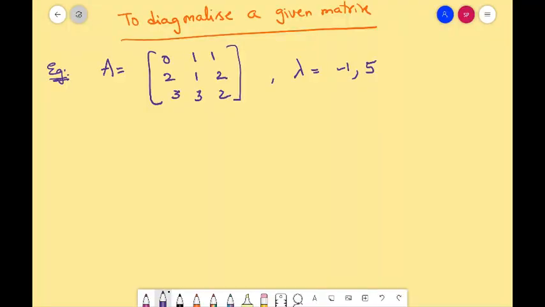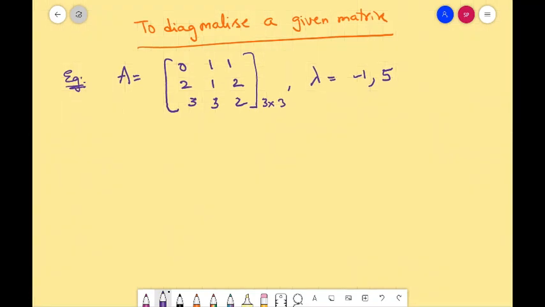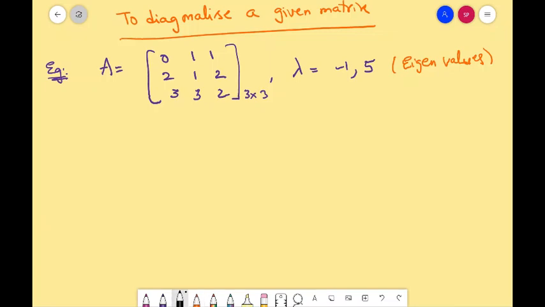Now let us look at an example to diagonalize a given matrix. So here you are given a 3 by 3 matrix A with its eigenvalues lambda equal to -1, -1, 5. These are eigenvalues of A. So eigenvalues are already given. So what do you have to do? We have to find the eigenvectors.